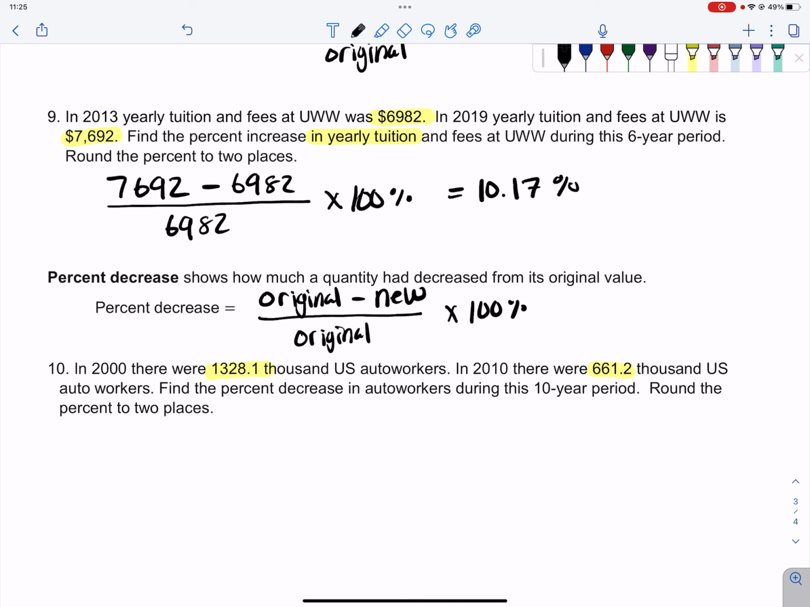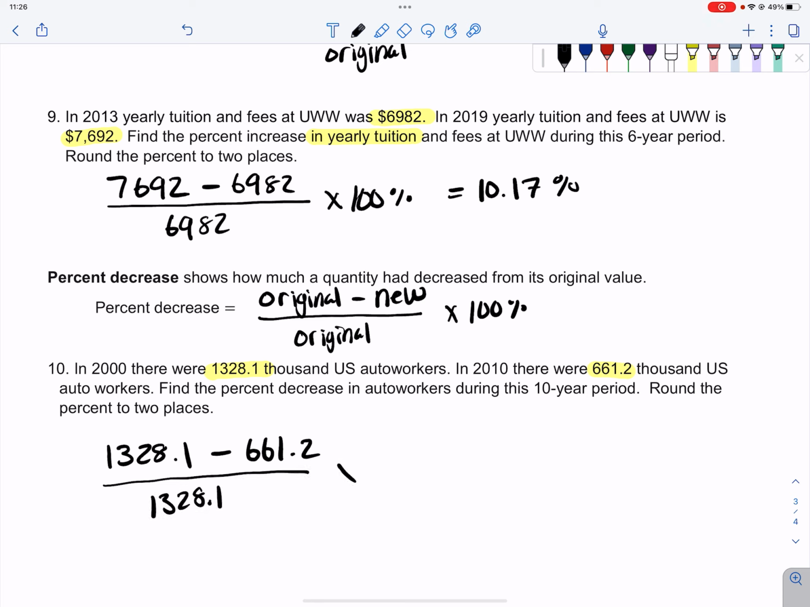So our formula for percent decrease, original minus new. So our original value here is going to be the one from 2000. So 1328.1, and then subtract the new value, 661.2, and then divide that by the original, 1328.1, and then multiply by 100%. So then this should then give you that this would be approximately 50.21%.